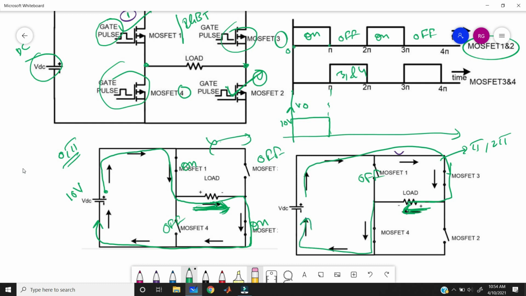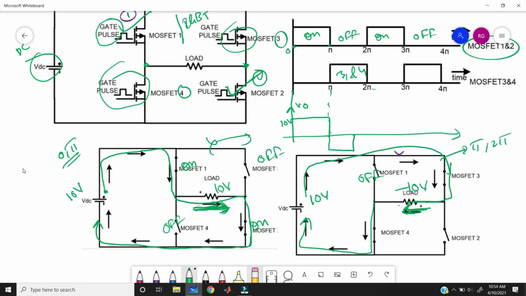Okay, here what will happen? We are getting the 10 volts, and here you can also get the 10 volts at the output. But if you take the ideal condition, input is 10 volts, but here output is minus 10 volts. Why? Because here the load terminals are reversed. That's why I'm getting the minus 10 volts.